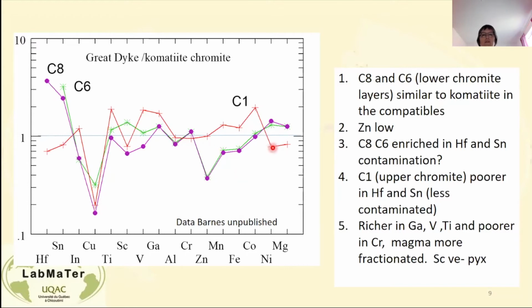Whereas the C1, which is much higher in the intrusion, doesn't seem to show an indication of crustal contamination, but we see a strong negative scandium anomaly, probably because there's been a bit of pyroxene crystallization. And we're seeing enrichment of gallium and aluminium because probably the magma is more fractionated, and so those two elements have become more enriched.